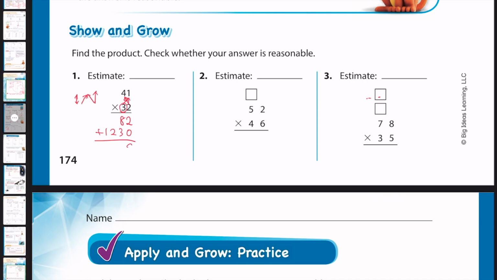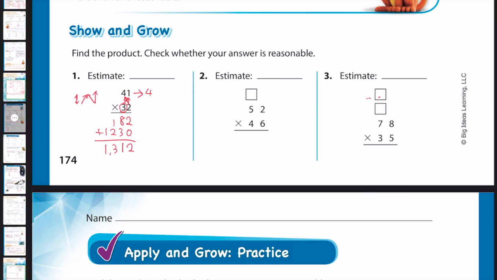It's gonna be 2 and 11, carry 1 up, and 1 plus 2 is 3 and 1. So my answer is 1,312. Oh, but we're supposed to find out the estimate first, which is what?